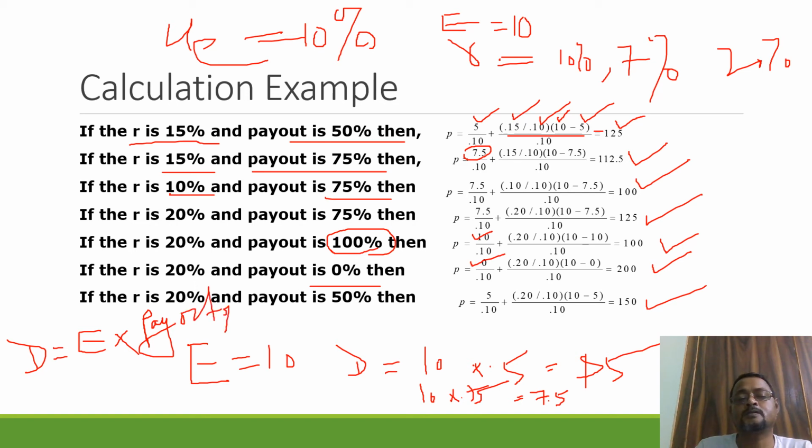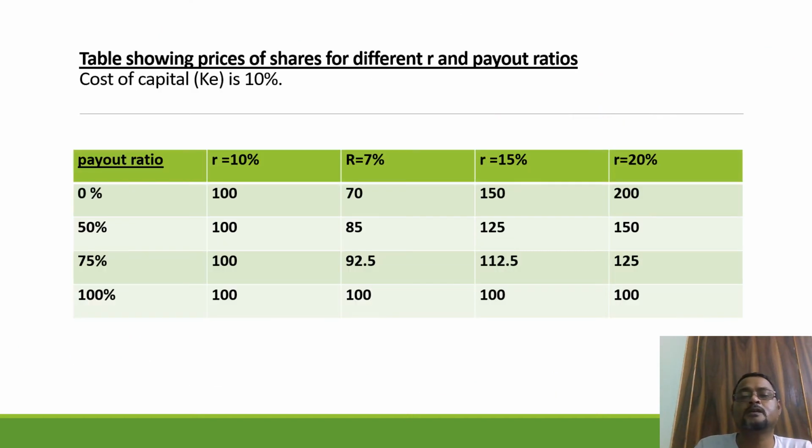Payout percent. The rest of the formula remains the same, so we have calculated these. Now we have summarized, cost of capital remains the same for all. So KE is equal to 10% for all. So you can see here R is equal to KE, so this is a normal firm.